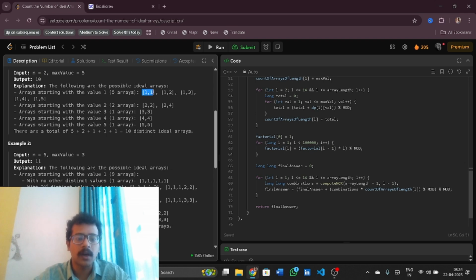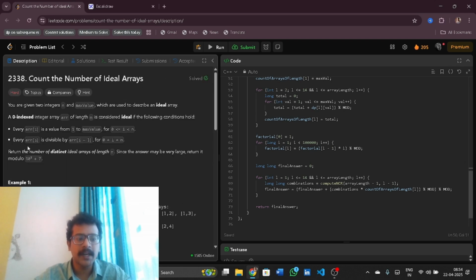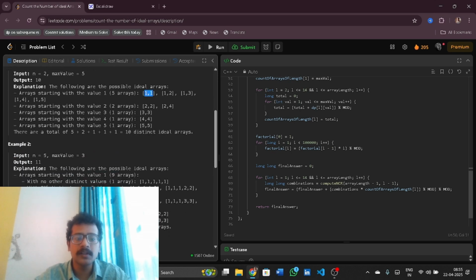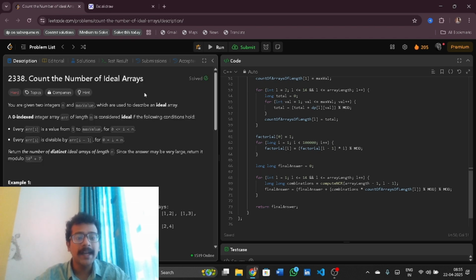Take 1 and 1. Let us check the conditions. Arr[i] is divisible by arr[i-1], and the first condition is 1 to maxValue. All these are from 1 to 5, they are not exceeding 5. Now, arr[i] is divisible by arr[i-1]. Yes, so this is a valid array. Let me name it an ideal array.